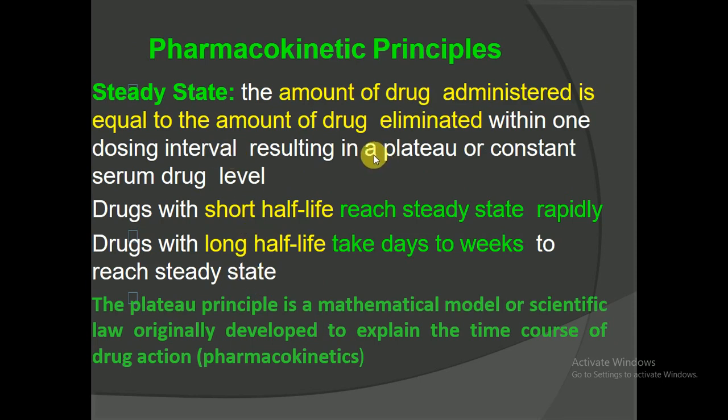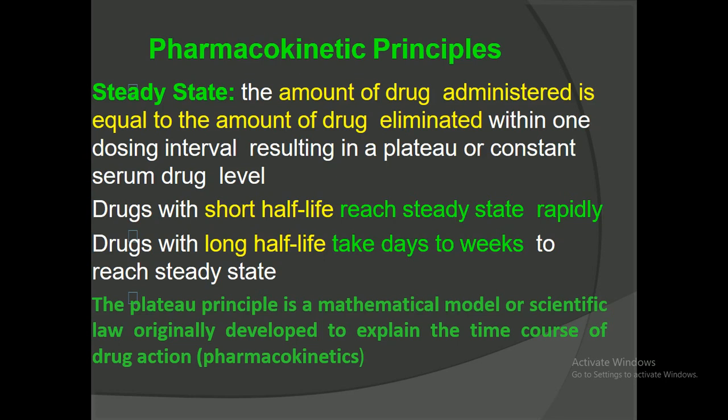Now come to pharmacokinetic principles. First of all we will discuss the steady state. So what is steady state? It is when the amount of drug administered is equal to the amount of drug eliminated within one dosing interval, resulting in a plateau, a constant serum drug level. As we have already discussed, whenever the rate of administration of the drug is equal to the rate of elimination, it is the steady state concentration of the drug.